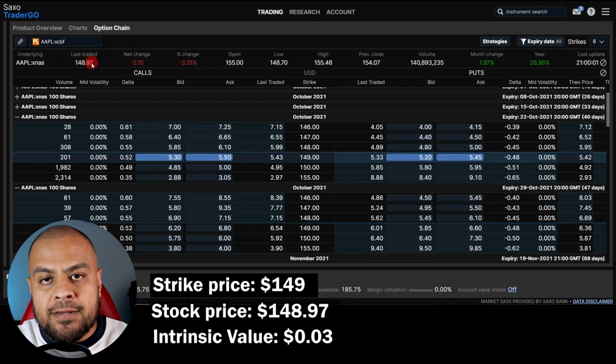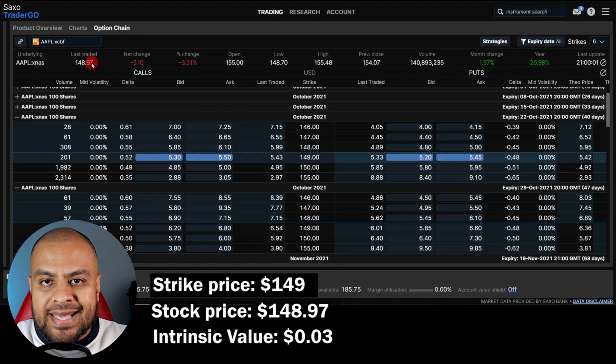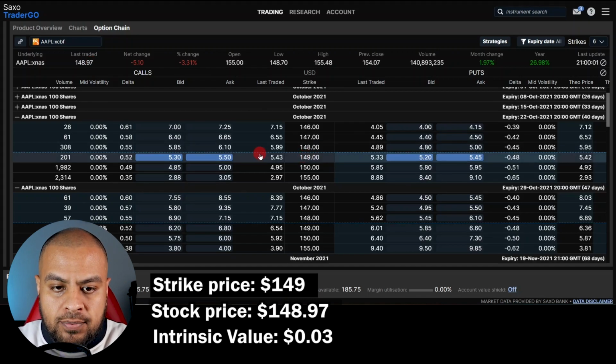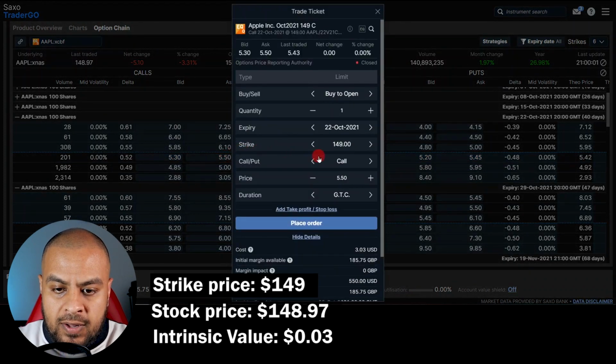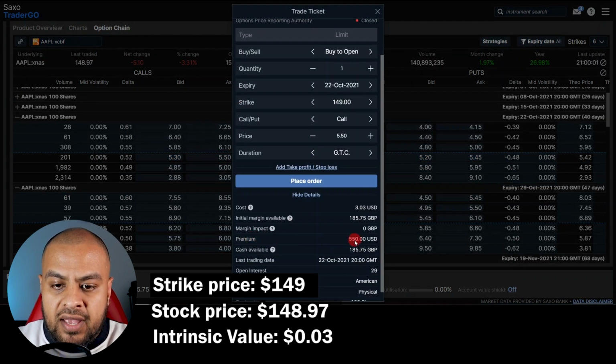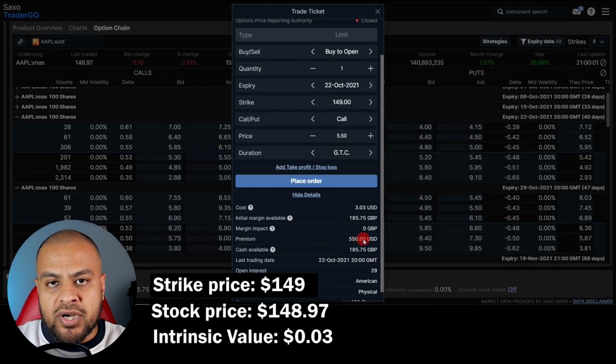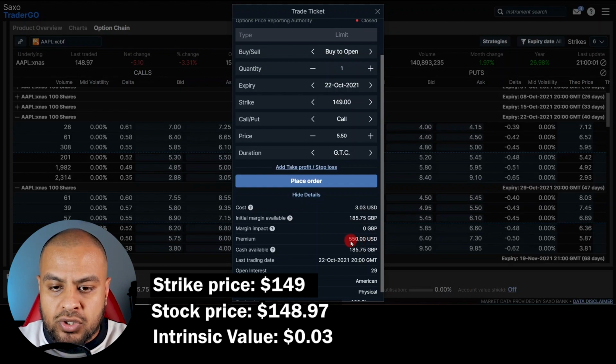Now, the key benefit of options is the maximum you could ever lose is the premium. So if I was to buy this option with a strike price of $149 expiring on the 22nd of October 2021, and I click on the details, you can see the premium is $550. It's not like leverage trading or CFD trading where you get a margin call and you can completely blow up your account. That is your maximum loss. You can't lose any more than $550.